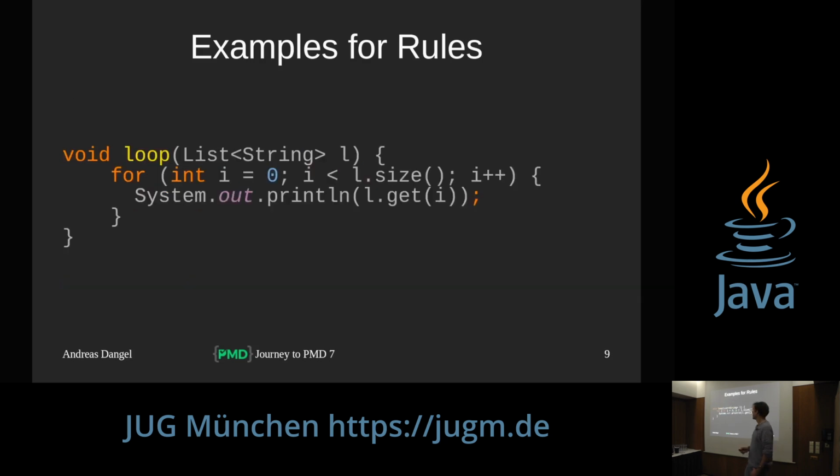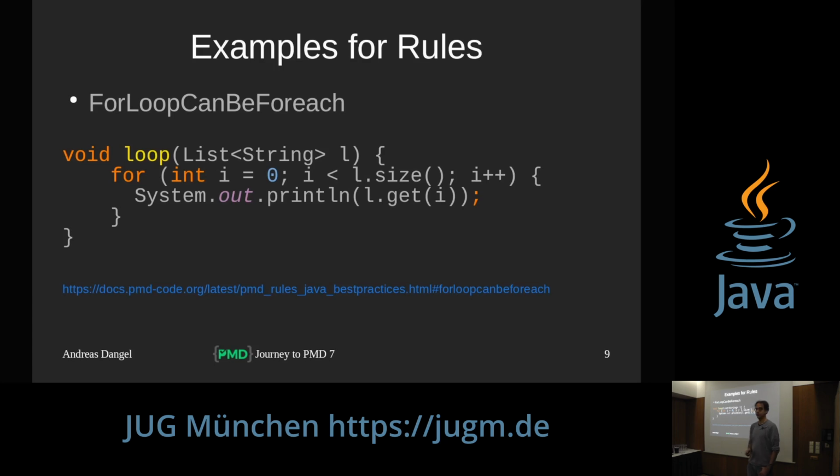This one is now in a different category. For this simple for loop, it's suggesting that you can write it in a for each loop. Then you get rid of the index and you can't mess with the index variable. You can use a stream, I guess. Yeah. So that's, of course, a very simple example. That's in a different category, that's in best practices.